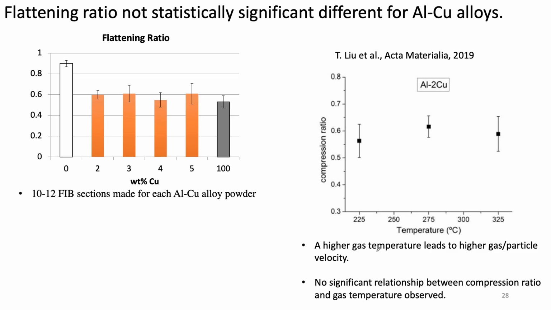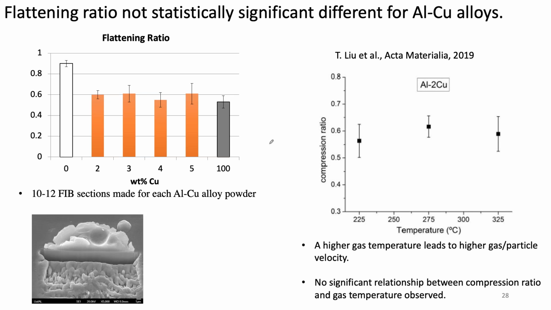Also looked at it in terms of how fast the particles are going. As we increase the gas temperature, we increase the compression ratio for the gas, and that increases its speed. And again, we really didn't see any difference. So it seemed kind of hard baked in that we were getting somewhere between 0.55 and 0.6 in terms of the flattening ratio for these particles.